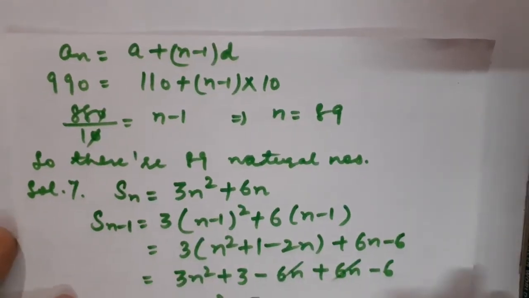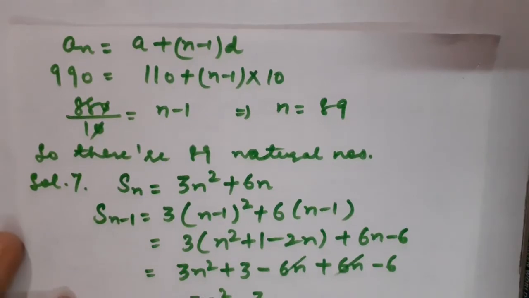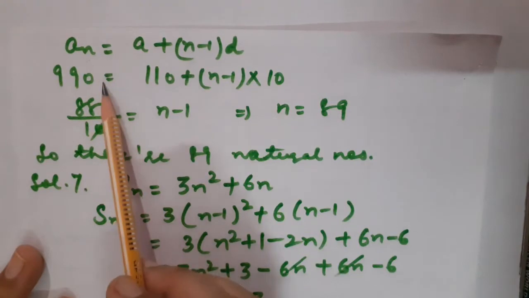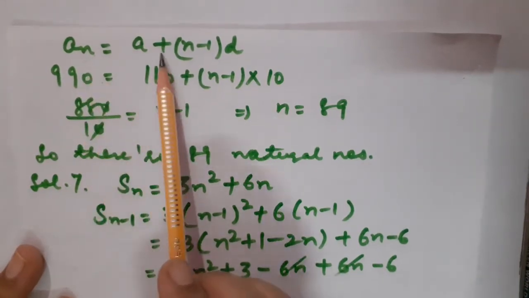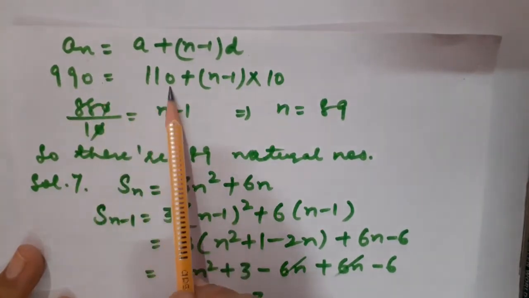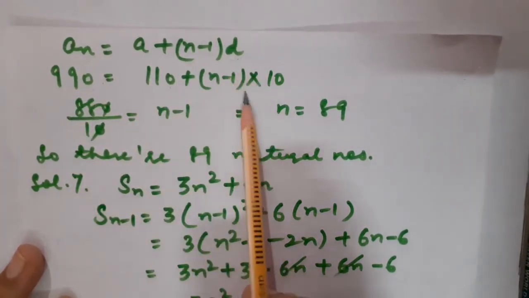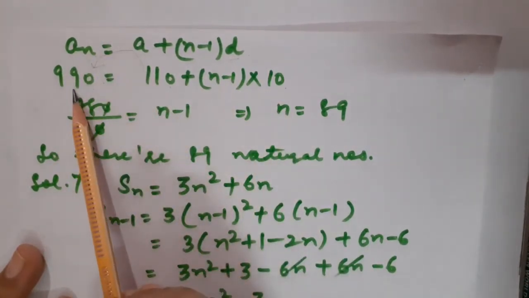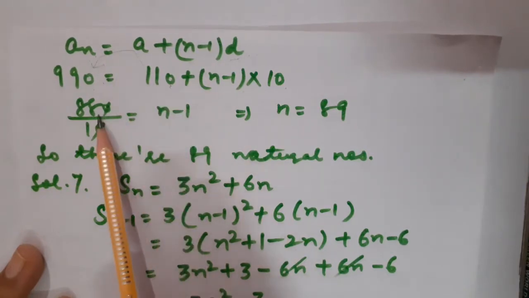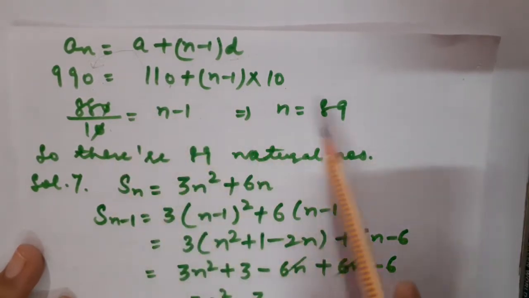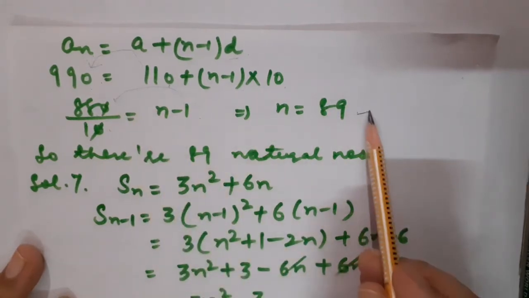So children, as I have to calculate the number of natural numbers, so definitely the nth term must be placed equal to 990. So an is A plus n minus 1 into D. An is 990. A you know, that is 110 and the common difference is 10. So first of all, this 110 will go on left hand side. 990 minus 110 will become 880. Then 880 will be divided by 10, that is 88. Must be equal to n minus 1. So n will be 88 plus 1, that is 89.